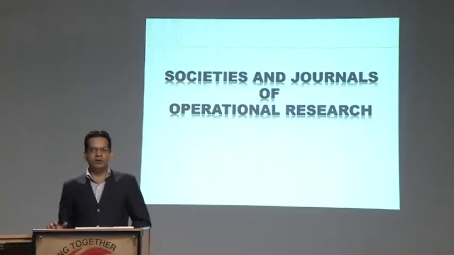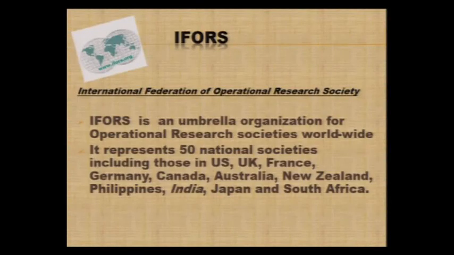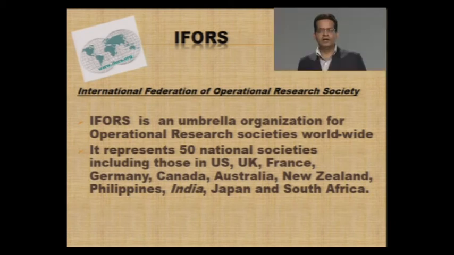Now we have a brief overview about the societies and journals of operations research. First we come to IFORS, the International Federation of Operational Research Societies. IFORS is an umbrella organization for operational research societies worldwide, and it represents 50 national societies, including those in the US, UK, France, Germany, Canada, Australia, New Zealand, Philippines, India, Japan and South Africa. So it is a big umbrella, and it facilitates worldwide OR societies and promotes research and academics in the OR subject.